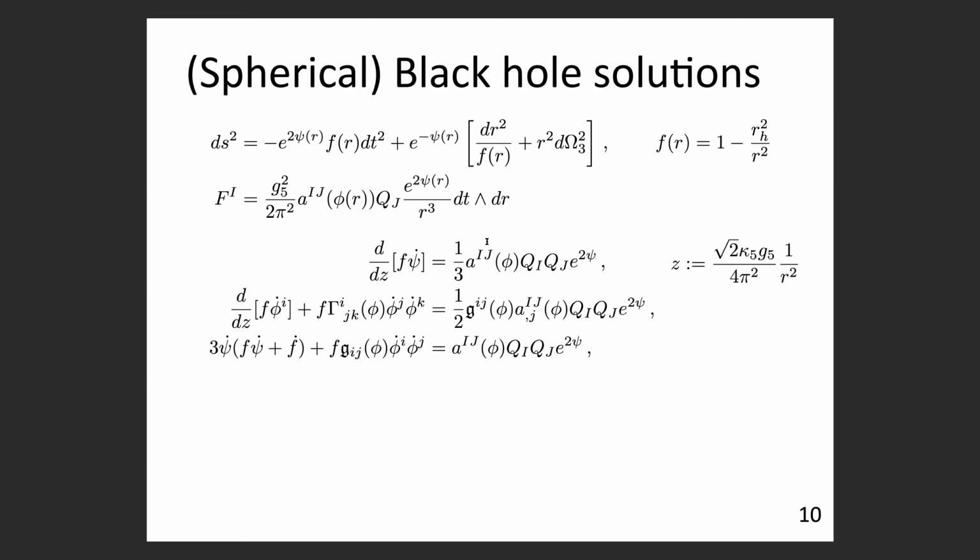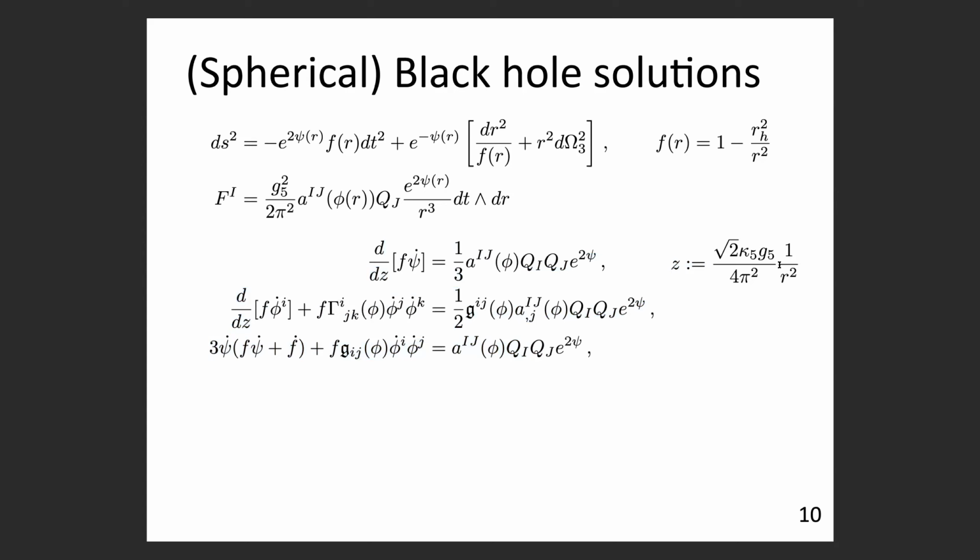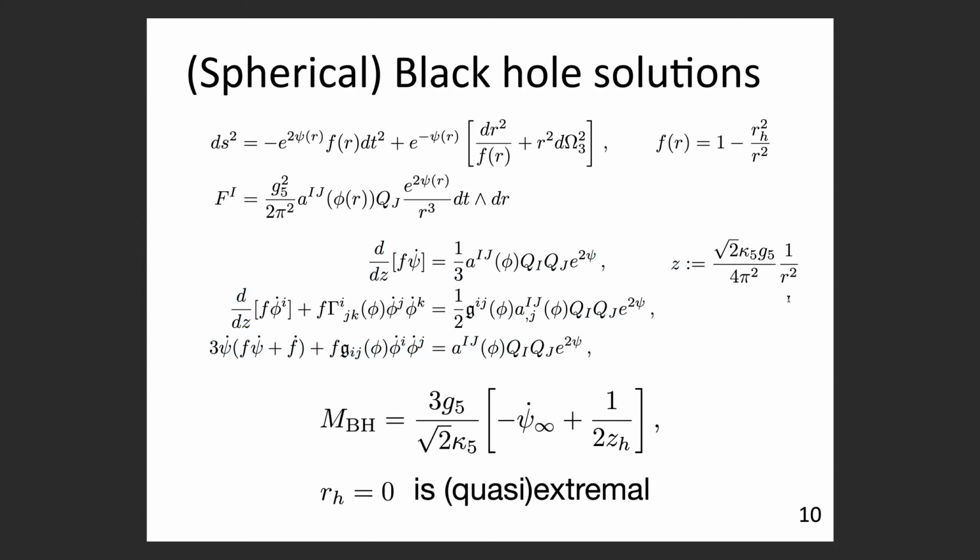It turns out once you have this ansatz, you have to solve some equations that look like this in terms of this kind of inverse radial variable, z, which goes like 1 over r squared. Okay, and once you have a solution, the mass of the black hole involves the z derivative of this psi, which is in the metric, evaluated at infinity, which is the same as z is 0. Plus this contribution.